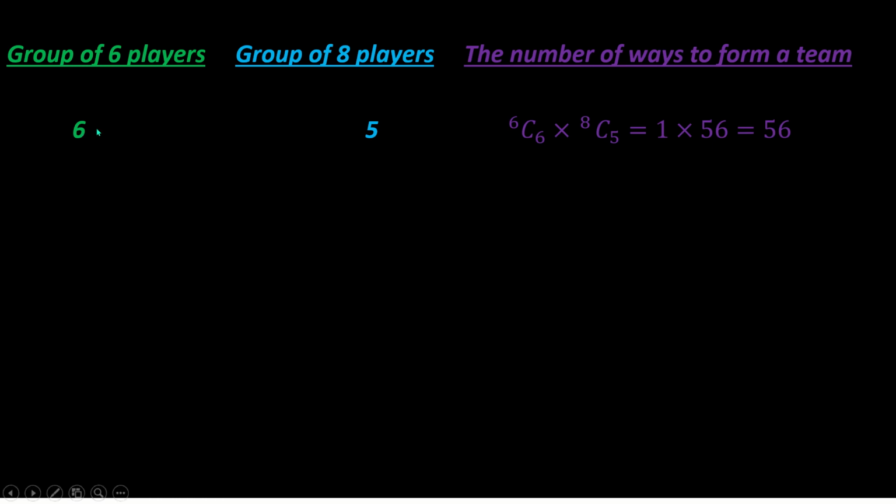Okay, but the process will be here. Total number of players 6. We have taken 6. So the combinations, or number of teams, will be 6C6, and from here 8C5. 6C6 equals 1 and 8C5 equals 56.